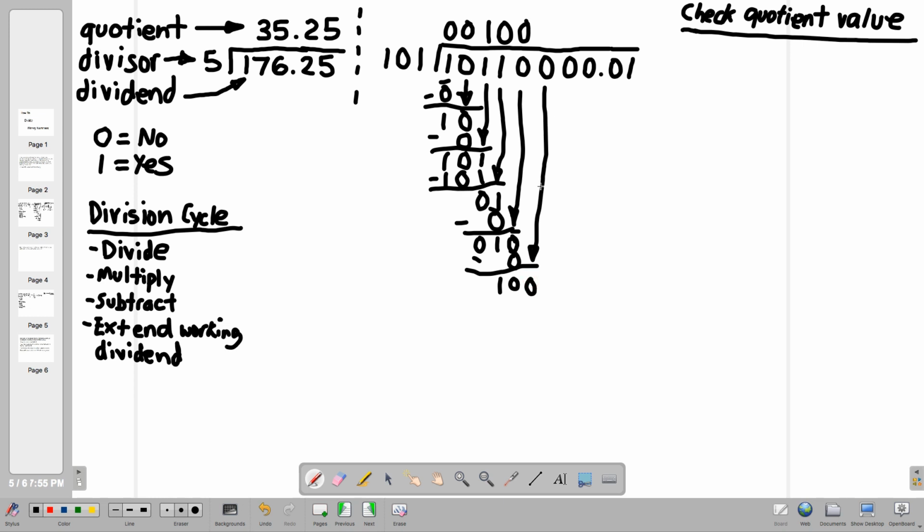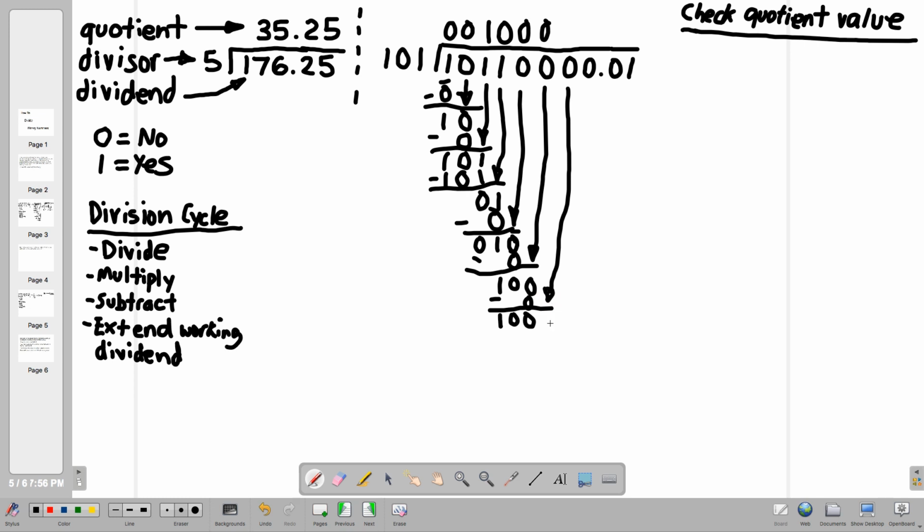And we start the cycle again. This is a value of 4. Does 5 go into 4? The answer is no, so we have a 0 here. And then the next step is multiply: 0 times 5 is 0. And we subtract. And we still have the value of 4. But keep in mind, you bring down or extend the working dividend.